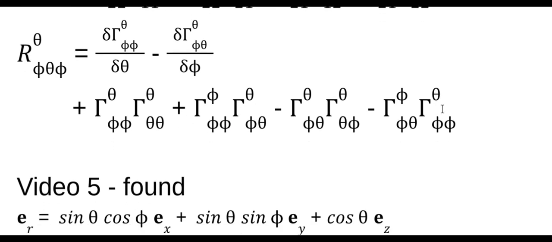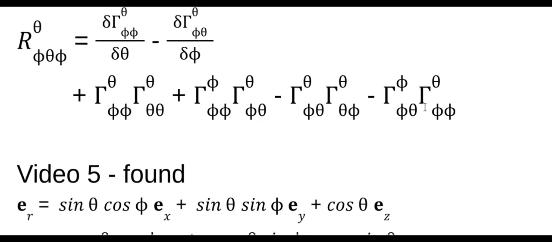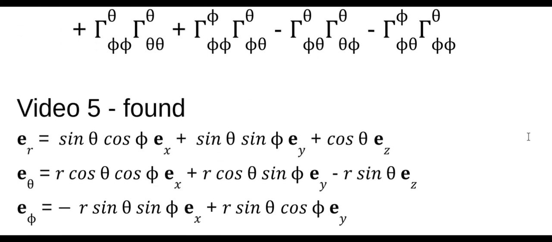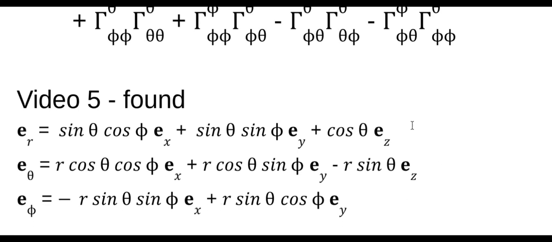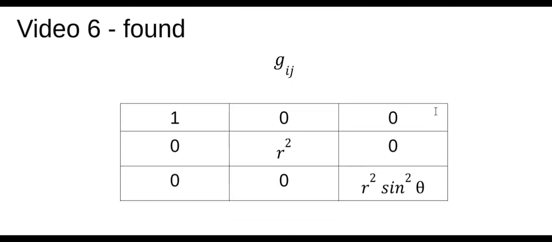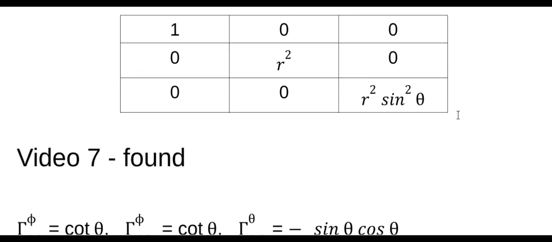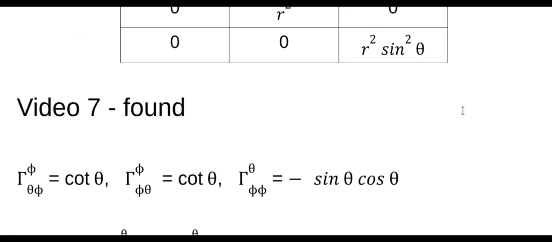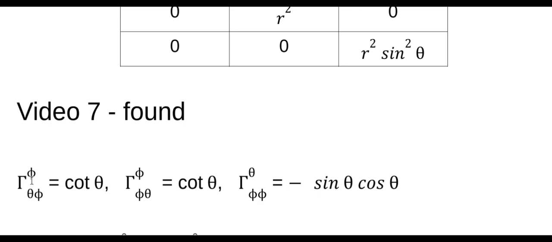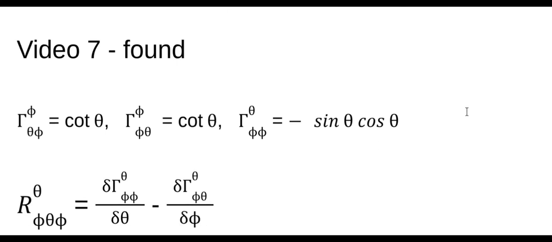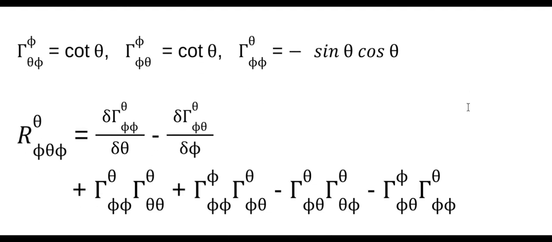Okay, in video number 5 of the playlist that you're watching, we found the basis vectors in spherical coordinates. Then in video 6, we found our metric tensor in spherical coordinates. In video number 7, we found our Christoffel symbols. There were only 3 that are non-zero, okay? And so we put those back in this equation.